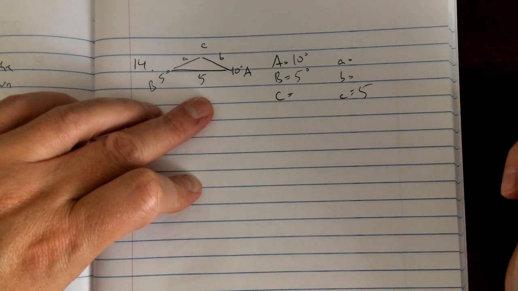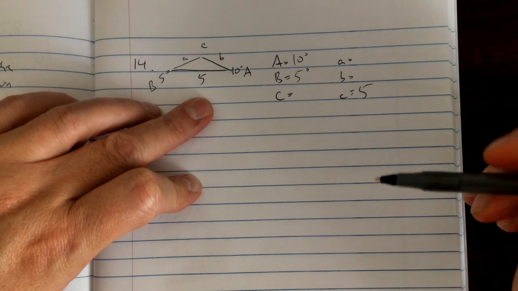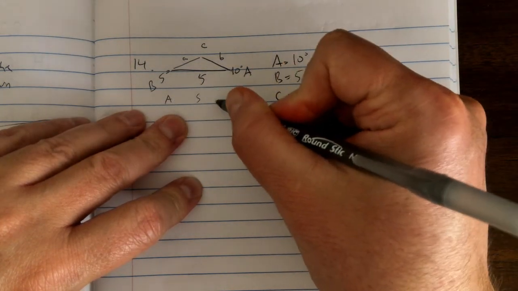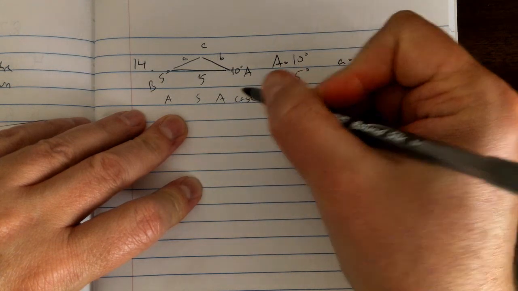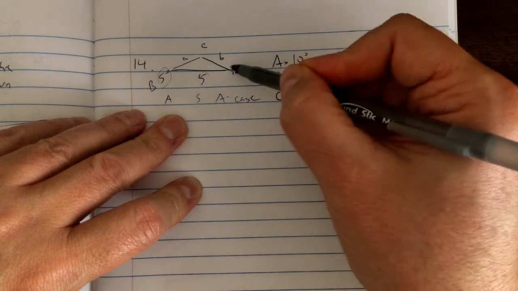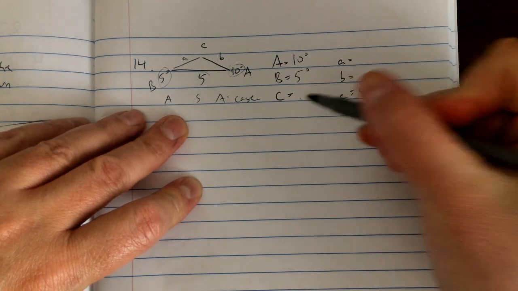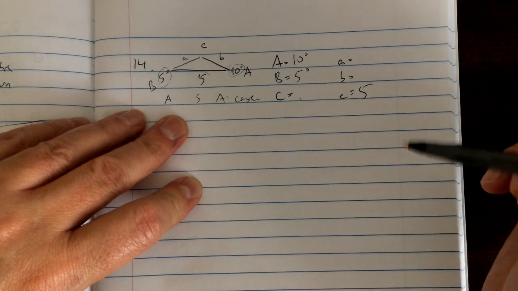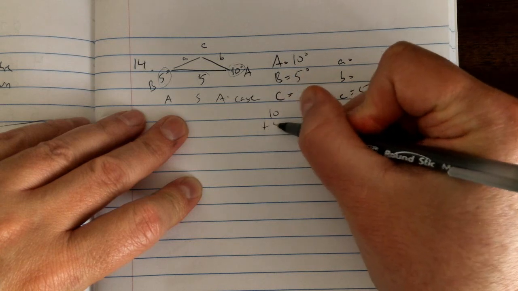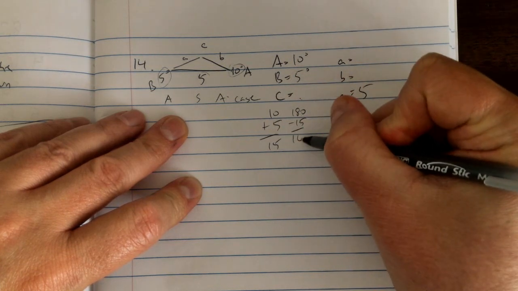So the first thing we're going to want to do is find this angle. This is an angle, side, angle case, because 5, 5, and 10. So our first step would be find the third angle if at all possible. And so, of course, we do 10 plus 5 is 15. 180 minus 15 is 165.